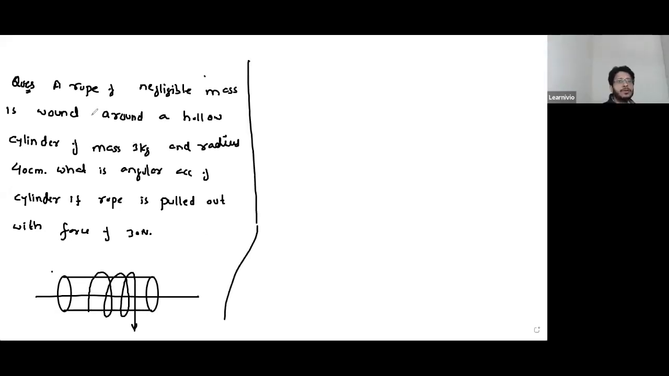See, the mass of the cylinder is 3 kg. Its radius is 40 centimeter, which means 0.4 meter. And the angular acceleration of the cylinder is what you're supposed to calculate. Force acting over it is 30 Newton. The same calculation: tau is R perpendicular into F, which is I alpha.